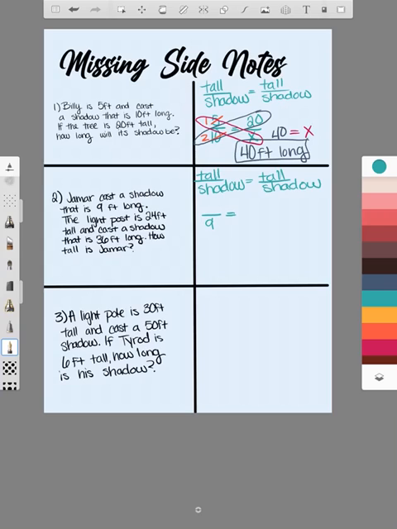All right, and then our fraction to the right, I'm going to talk about the light post. The light post is 24 feet tall, so 24 is going to be on the top, and casts a shadow that's 36 feet long.